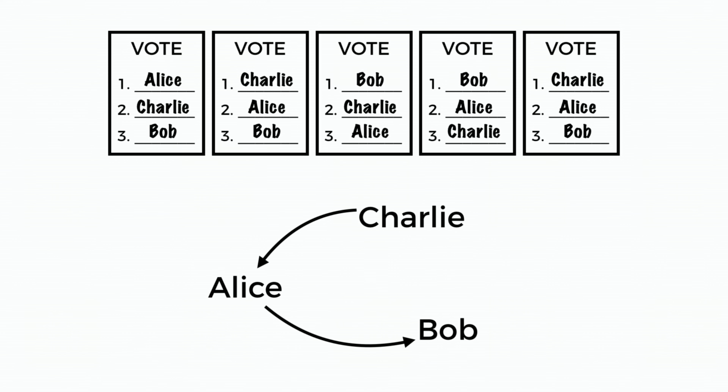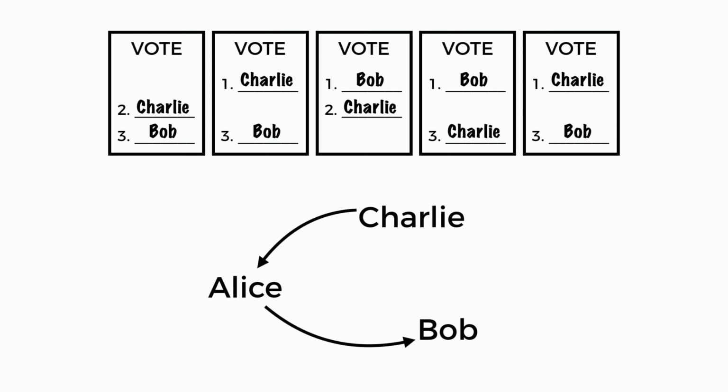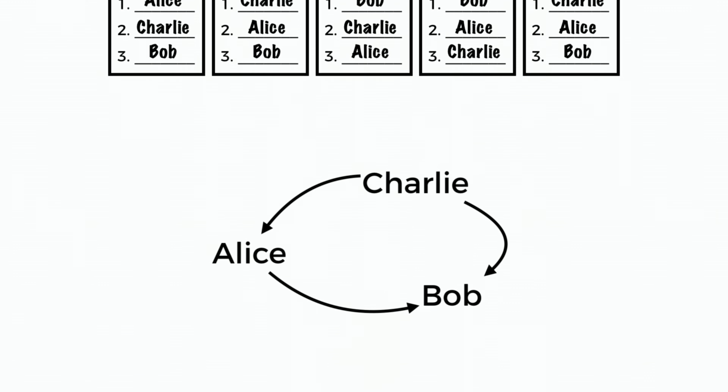Finally, we'll look at the last pair, Bob and Charlie. Between Bob and Charlie, once again, 3 people think Charlie is the preferred candidate, and 2 people think Bob is the preferred candidate. So Charlie would beat Bob in a head-to-head matchup, and we'll draw an arrow from Charlie to Bob. Now at this point, to determine the winner of the election, we don't actually need the voters anymore.